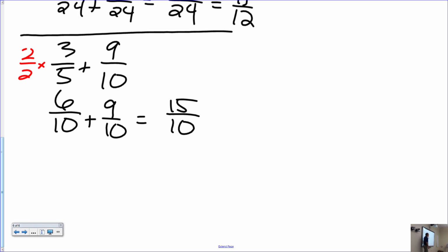Now, if I don't tell you which way I want it, if I don't say it needs to be mixed or improper, then either is okay. And I swear, folks, that I am okay with improper fractions. I really am. Now, you do have to reduce this, though. Okay? If you left this as the answer, I would still take points off. You need to be able to reduce this down to 3/2 because there's a 5 in both of those. That you do need to do.